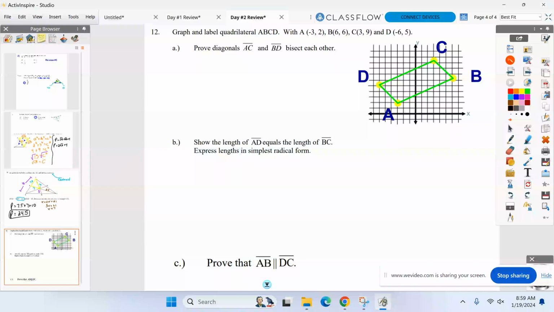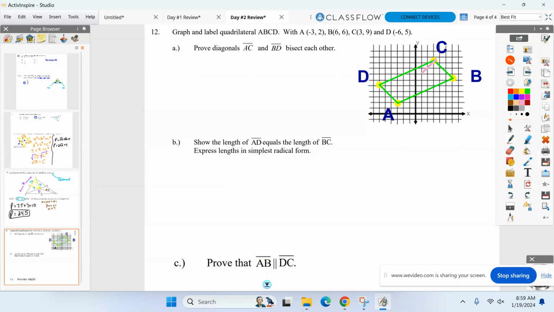Alrighty, we got them graphed. Part A, B, and C. Love all three parts here because we're going to need three different formulas. All right, prove the diagonals bisect each other. Which means they cut each other in half. I don't want to mess up your diagram. Let me mess up mine.